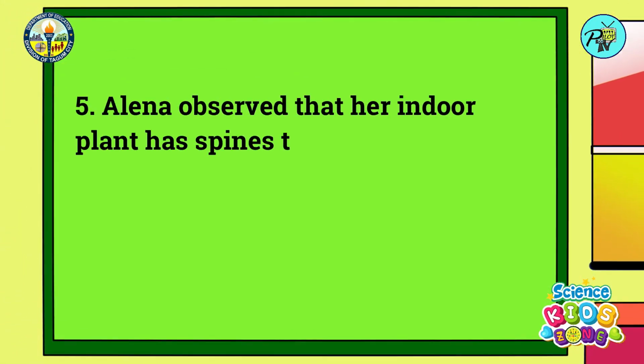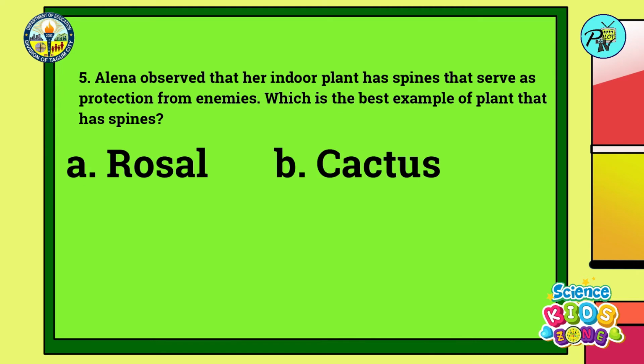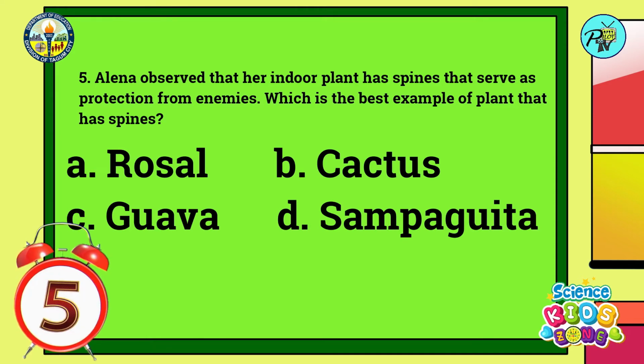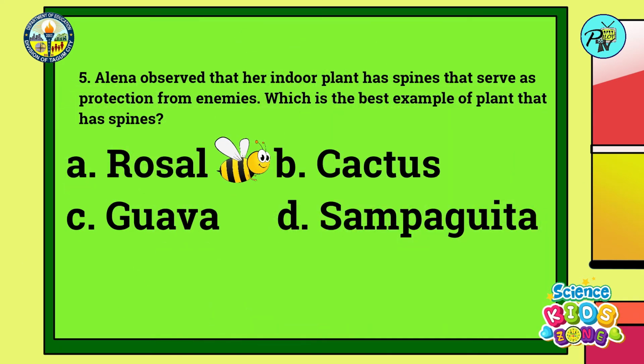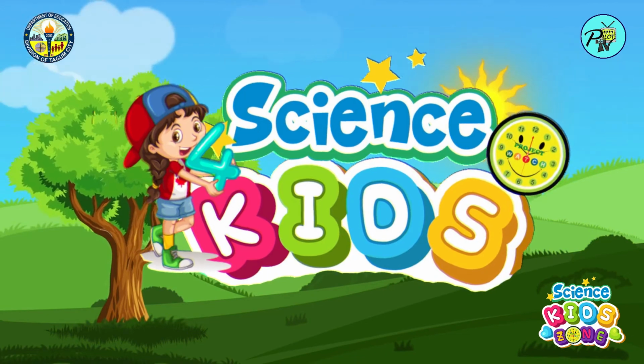And for the last number, Alina observed that her indoor plant has spines that serve as protection from enemies. Which is the best example of a plant that has spines? A. Rosal, B. Cactus, C. Guava, or D. Sampaguita. Time is up! What is your answer? Great job, kids! The correct answer is letter B. Cactus. Congratulations, everyone!